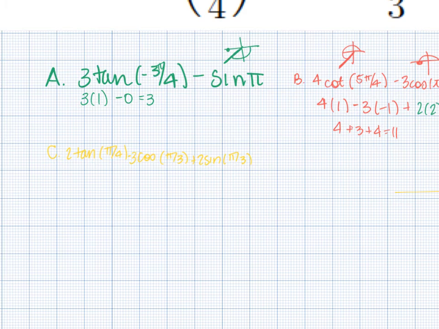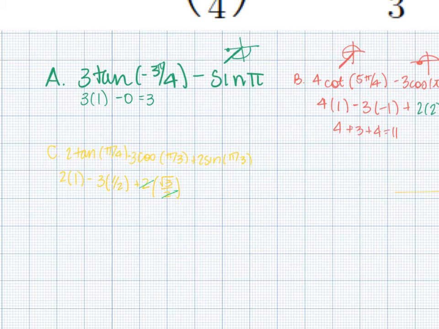So for part C, we've done some of this before, it seems. We get 2 times the tangent of pi over 4, which is 1. We actually found the cosine of pi over 3 up here in part B. We know that that is, in fact, 1/2. So we get 3 times 1/2, plus 2 times the sine of pi over 3, which is the square root of 3 over 2.